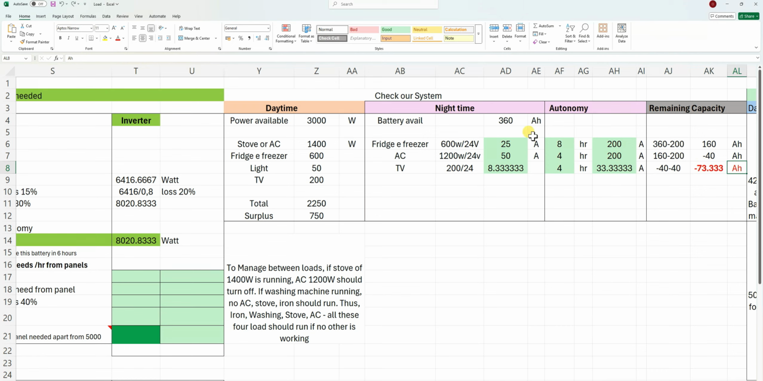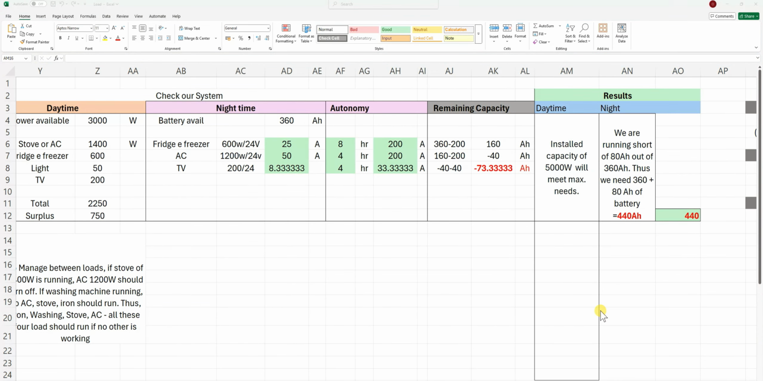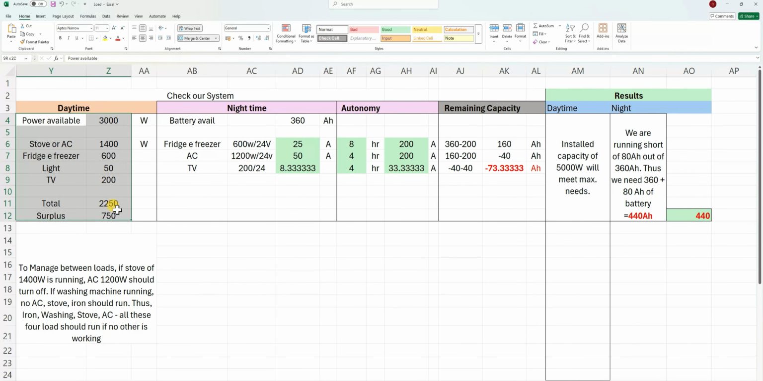That is the reason I have filled all these columns after correction. So my result is divided into two parts. Daytime, okay, the installed capacity of 5000 watt will meet maximum needs. But during night time I will be running short of 80 ampere hour. So I will be needing 360 plus 80, that is 440 ampere hour.